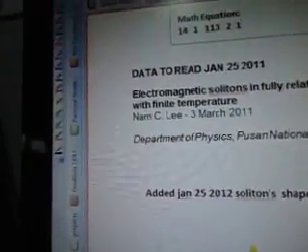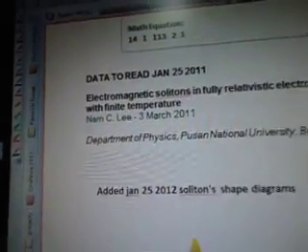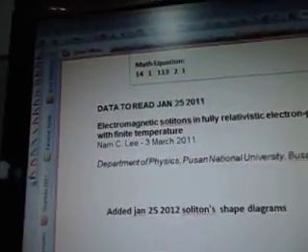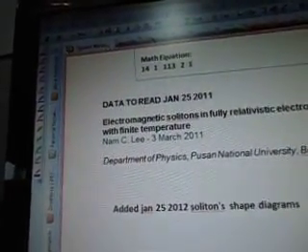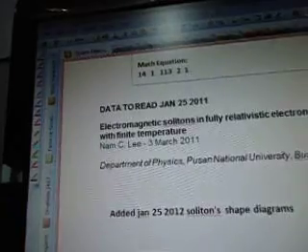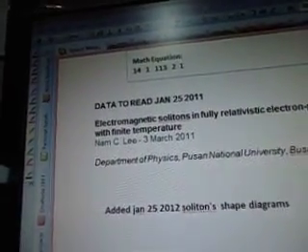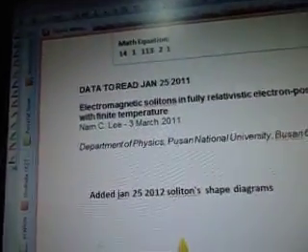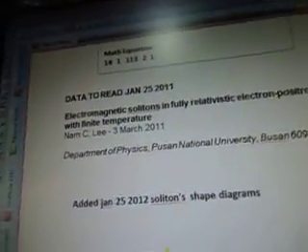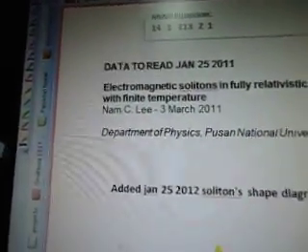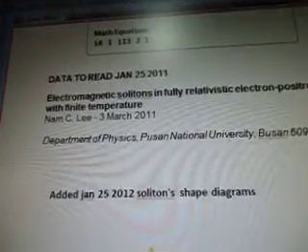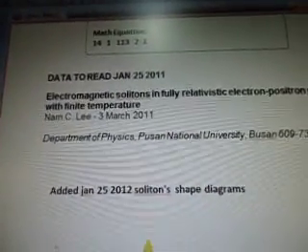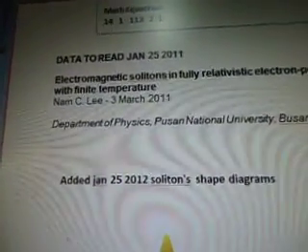Okay. Data to read January 25th, 2011. So this is the stuff I did today. This was based on the other, not on line E, but on line 17T2. I had to divide the data. Too much stuff came up. Okay. So electromagnetic solitons and fully relativistic electron-positron plasmas with finite temperature.